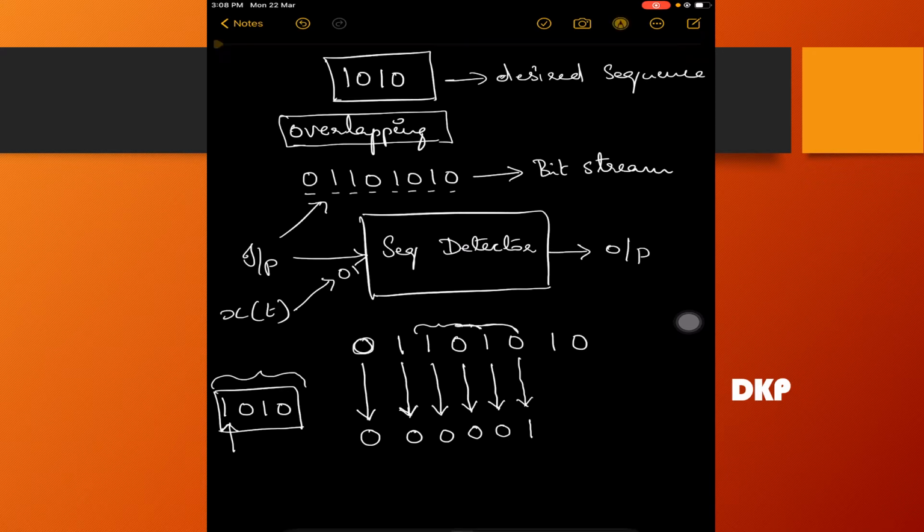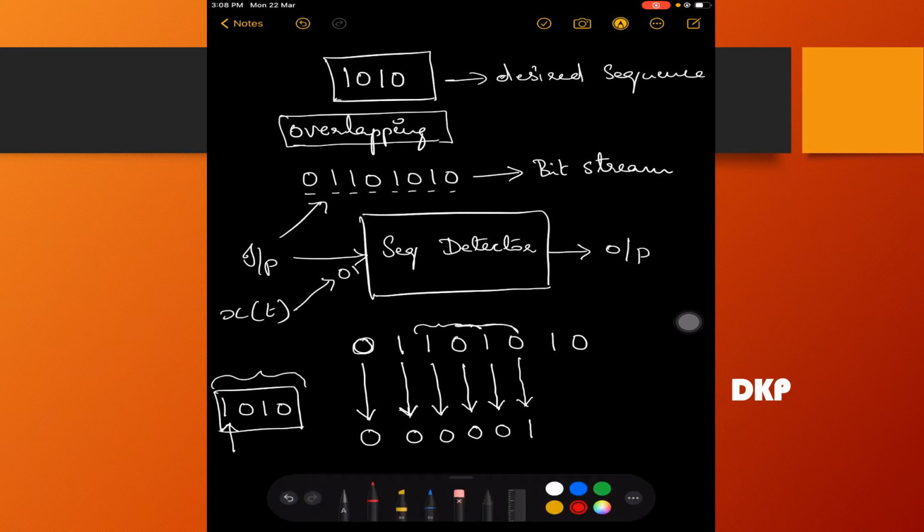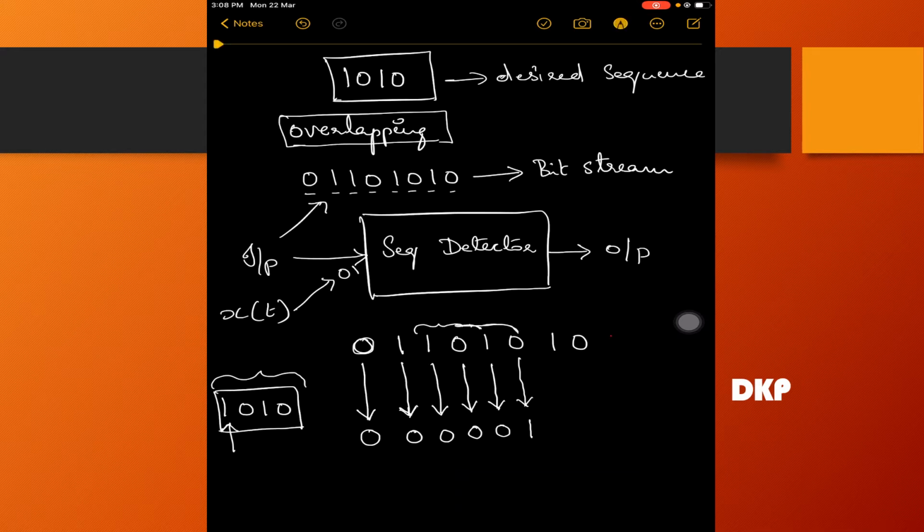Now, suppose 2 more bits are here, like 1 0 1 0. Once your sequence detector has detected the sequence here, it will go to the next bit and check whether it can form the desired sequence from this bit, but still the output is 0 since the sequence is incomplete. It will take the next bit. Since the sequence is incomplete, it will give the output as 0.